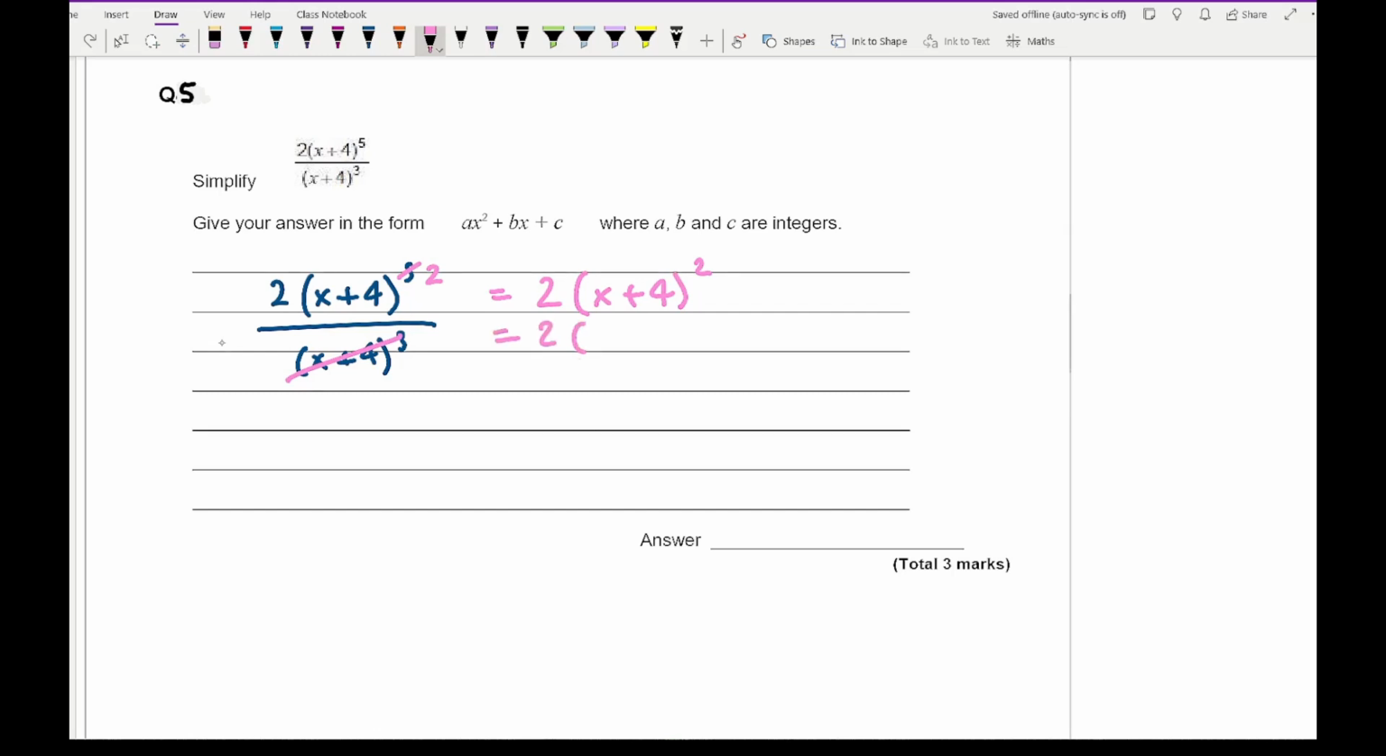Now that is the same as 2 lots of x plus 4 multiplied by x plus 4, which gives me 2 lots of x squared plus 8x plus 16. So all that's left for me to then do is multiply out the 2, which leaves me with 2x squared plus 16x plus 32, which is exactly the form that they want my answer left in.